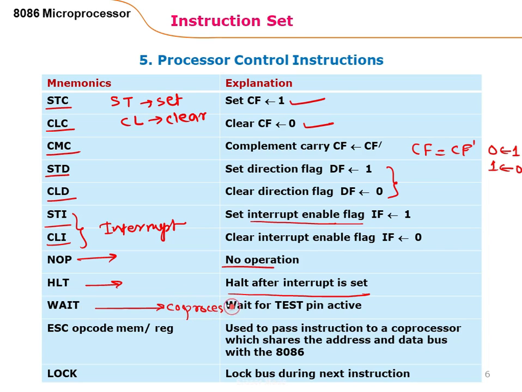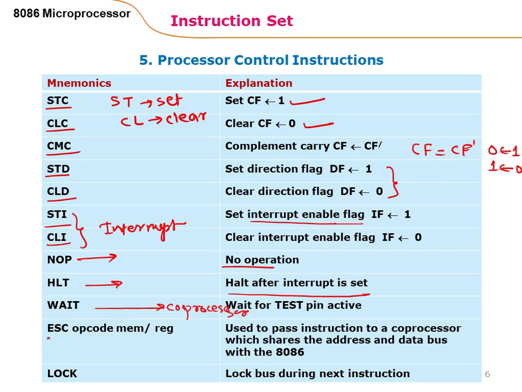Then WAIT. This wait instruction is used when we are using a processor with a coprocessor. If there is more than one master, then the wait pin is used. So wait for the TEST pin to be active. When the TEST pin is active, then the processor starts working. Up till this, the bus control, data bus control or address bus control, is with the other master.